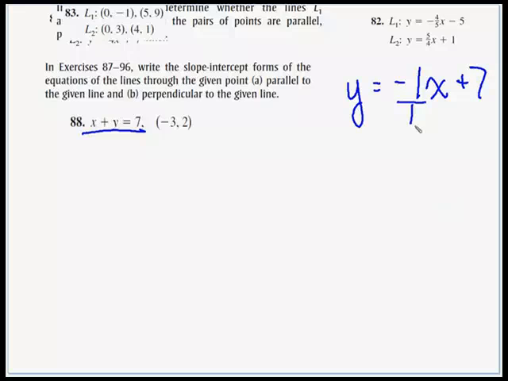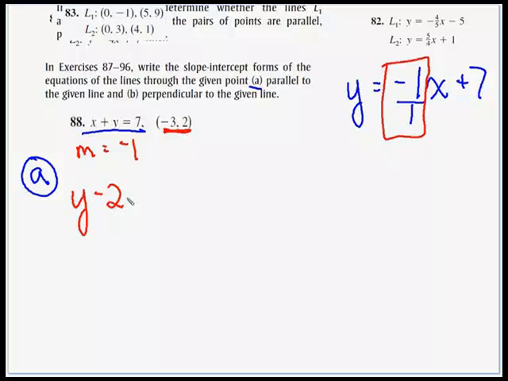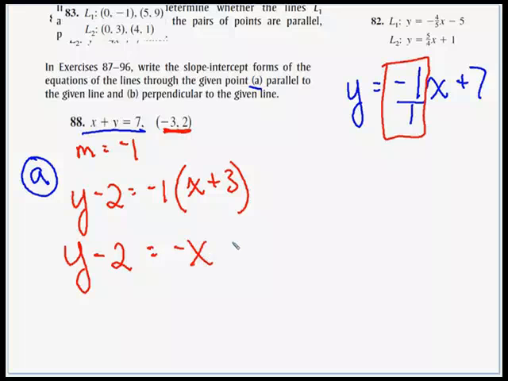Why not? So if we want to first write A, the parallel line, our parallel line is going to have the exact same slope of negative 1. So here our m is negative 1, and we're using this point. y minus 2 equals m, negative 1, times x minus negative 3, which turns into a plus 3. Distribute the negative. y minus 2 equals negative x minus 3. And then we would add 2 to both sides. y equals negative x minus 1. There's our line parallel to the given one that goes through this point 3, 2.